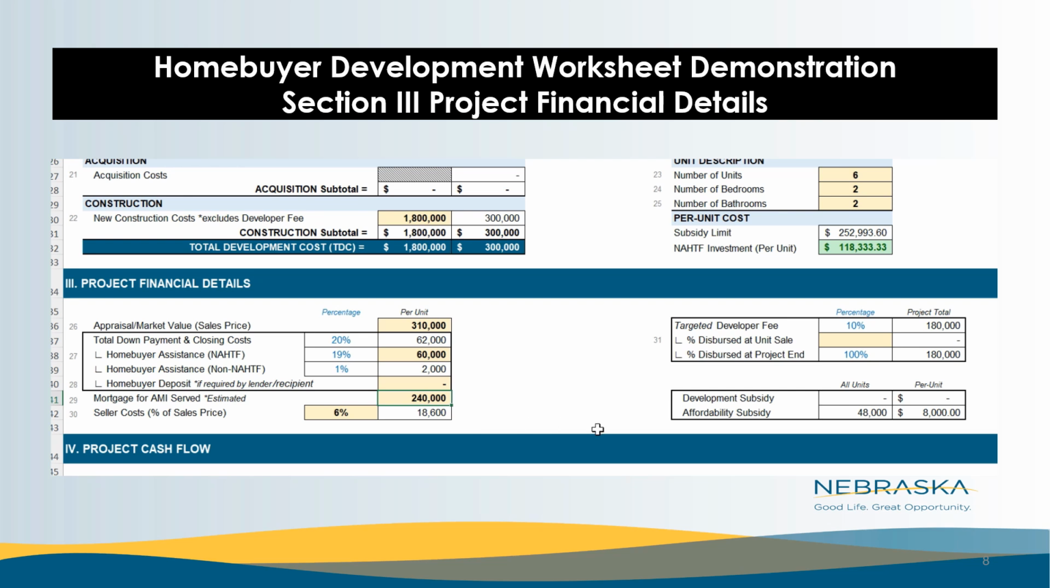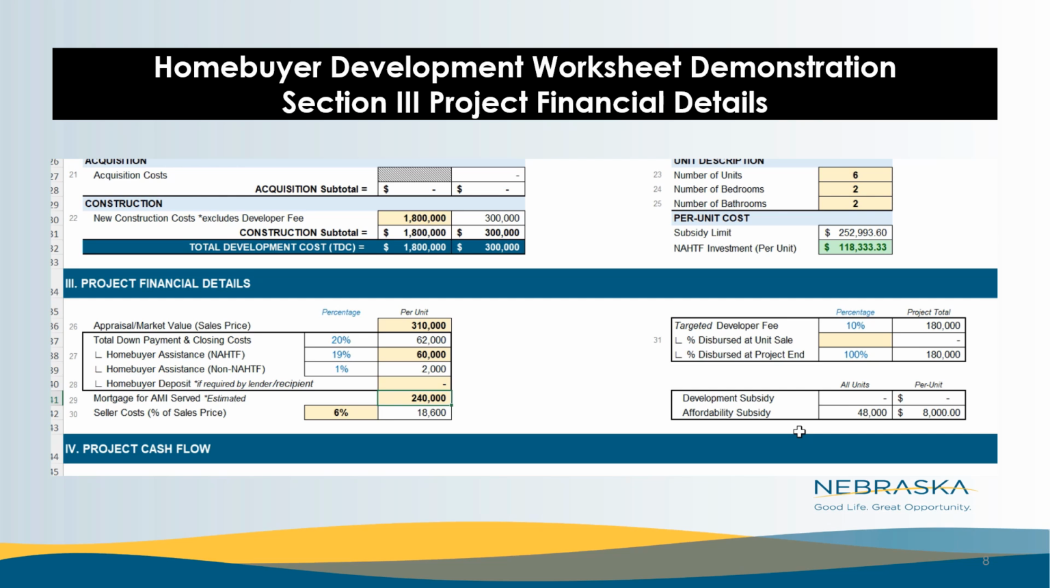On line 31, over on the right-hand side, you can see a box that is talking about the targeted developer fee. For new construction homebuyer projects, the department has a target of 10% in the developer fee. If you remember, the developer fee is a fee that's providing compensation for taking on the work and risks that are associated with developing a project. Such work might include creating the project concept, identifying the sites, seeking construction financing, and securing other funding sources.